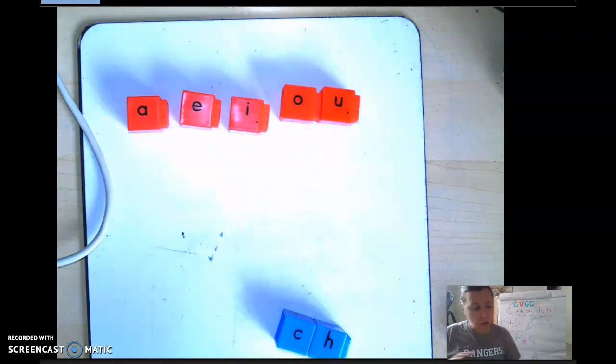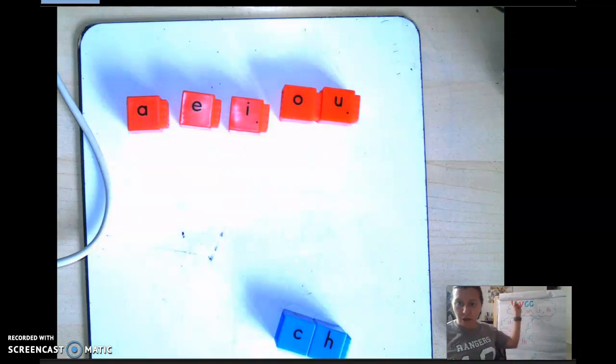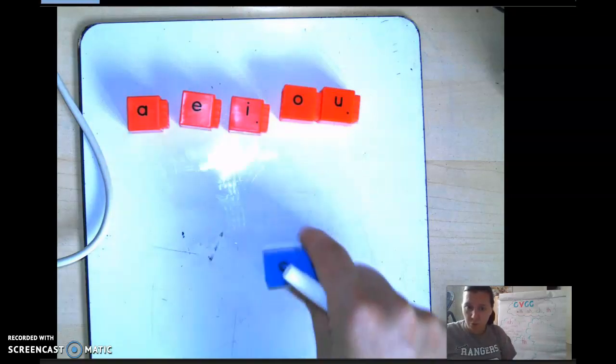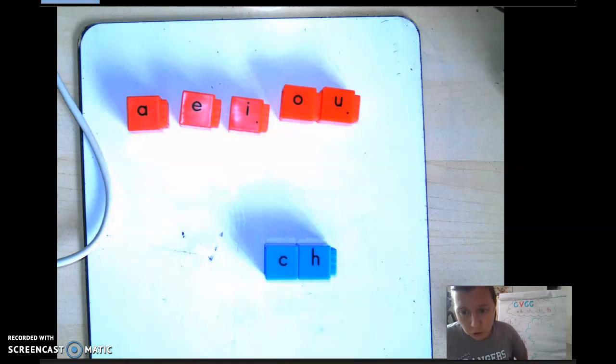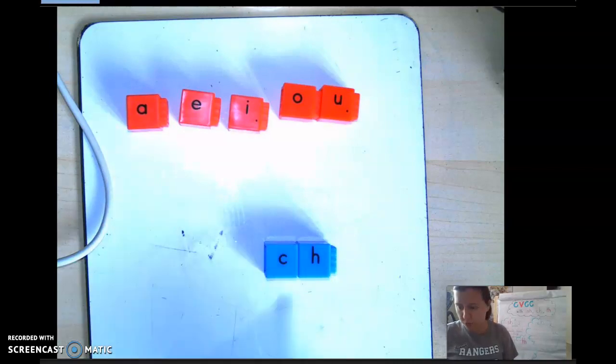So I'm still following our pattern of CVCC, and I'm taking those two consonants over here, and I'm using the digraphs to put at the very end. So I'm using these two, which is the C and the H, but together they make a ch sound. So when I'm trying to decode my words, I want to remember that the CH makes a ch sound, okay?